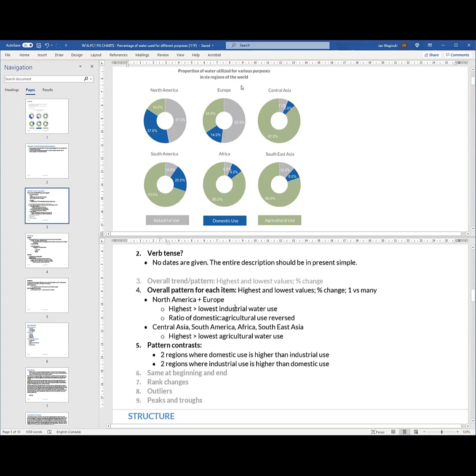In 2 times, North America use more water for domestic use than Europe. And opposite, the agriculture use twice less. Yeah, that's a very interesting pattern, that these ratios are basically reversed. That's definitely worth mentioning. Okay, we've also got some additional pattern contrasts.